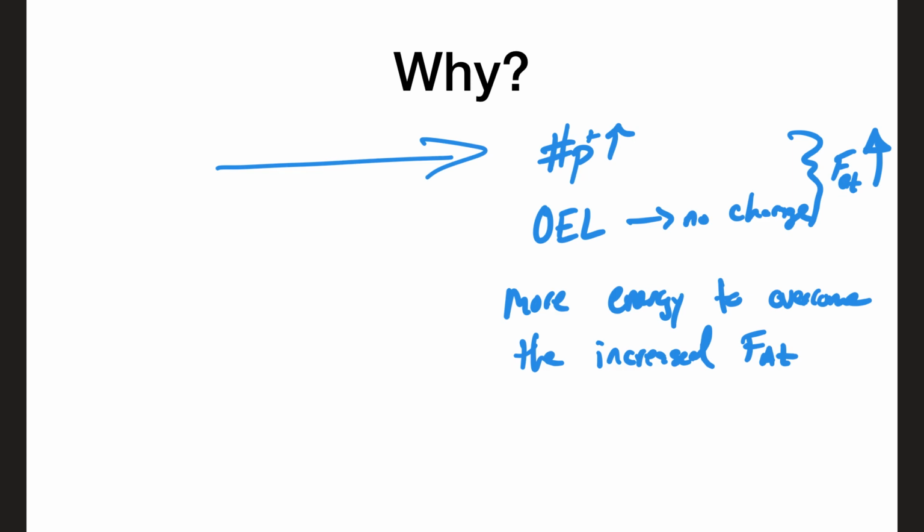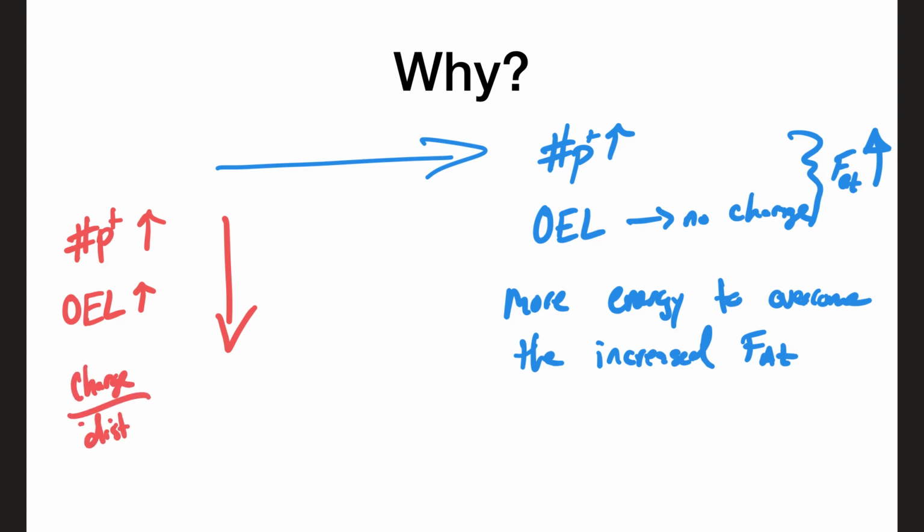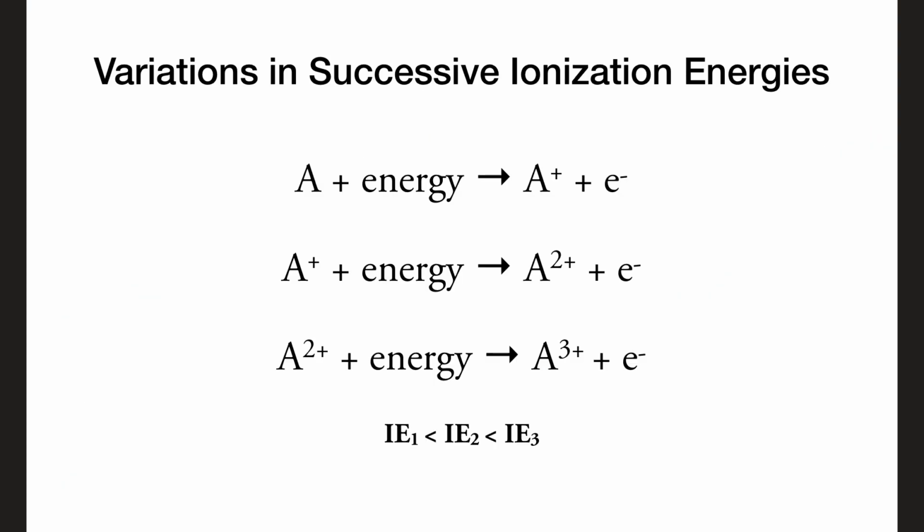Okay, what's happening as we go down the group? Well, the number of protons is going up. The number of occupied energy levels is also increasing. So who wins? Well, remember back to Coulomb's law. It's charge over distance squared. So anytime that denominator is increasing, mathematically it's going to have a bigger effect. So therefore, if the denominator is winning, the attractive force is going to go down. And there's your explanation as to why it takes less energy to remove electrons as you move down the periodic table.